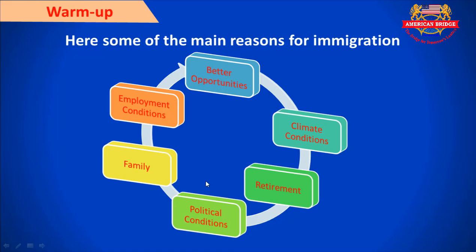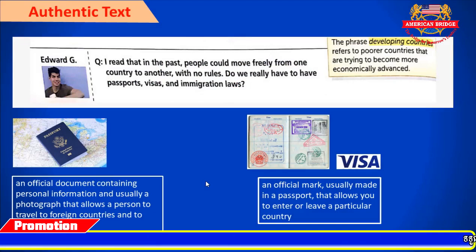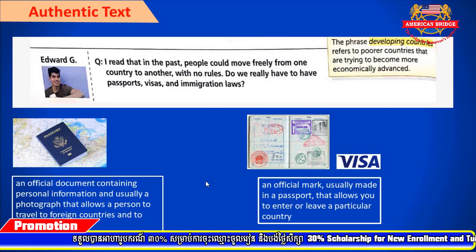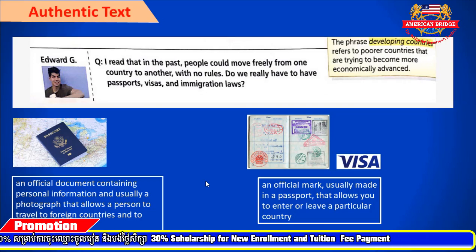So now teacher would like you to see the authentic text. Okay, just read about the 3 opinions from Albert, Nathan and Angela. So Albert questioned, I read that in the past people could move freely from one country to another with no rules. So do we really want to have passport, visa and immigration law?